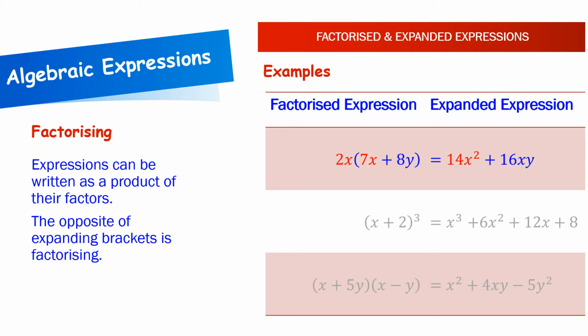So 2x times 7x in the brackets is 14x squared. And 2x times 8y in the brackets is equal to 16xy. x plus 2 all cubed is as shown. And x plus 5y times x minus y is as shown.